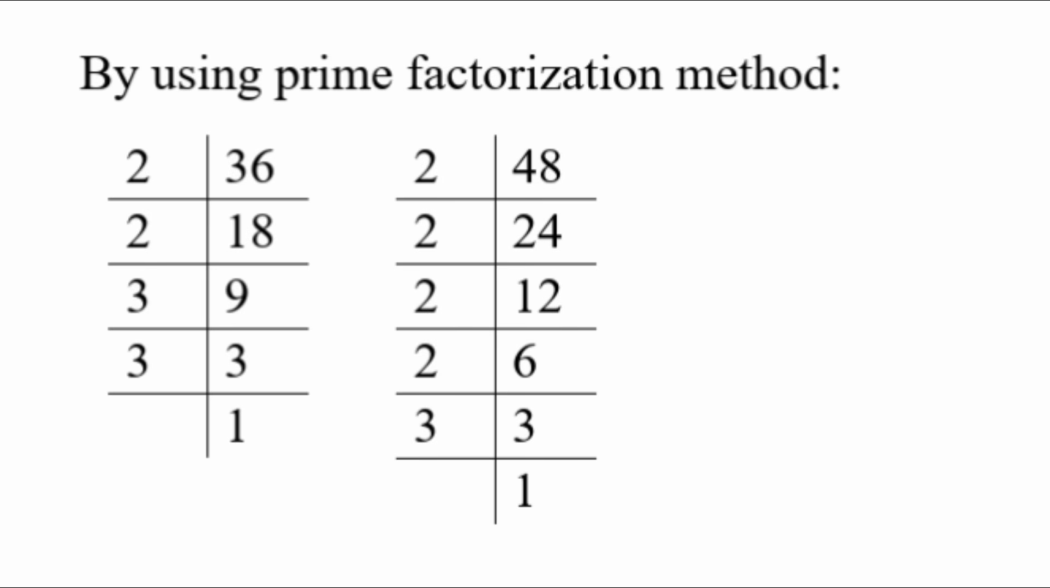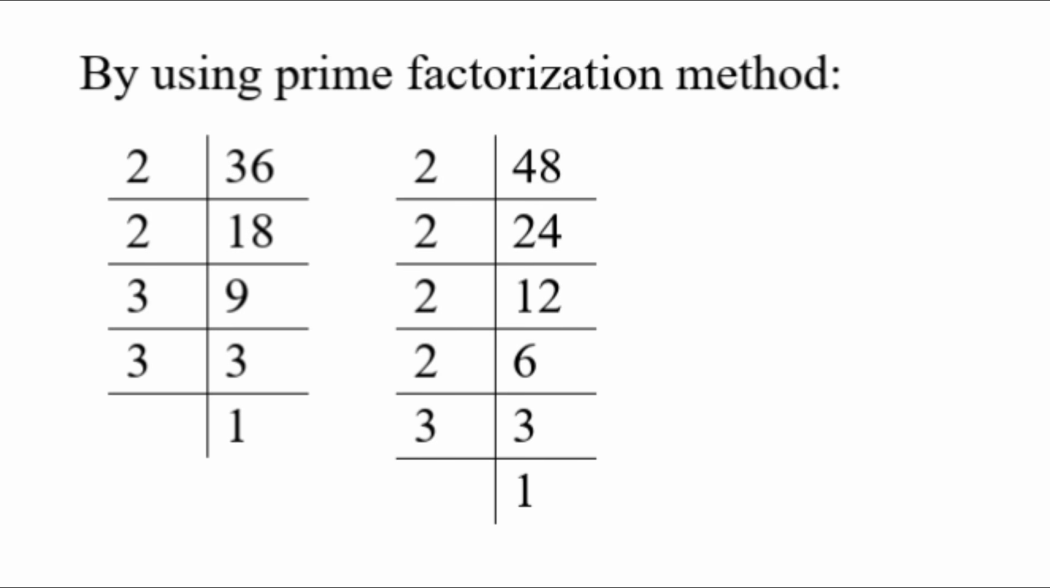Now the next method is prime factorization method. Here we make the prime factors of numbers 36 and 48. The 36 can be factorized as 2 ones are 2, 2 8s are 16, 18 2s are 36, then 2 9s are 18, then 9 can be divided by the prime number 3, that is 3 3s are 9, and then 3 1s are 3. Now in 48, the 48 can be divided by 2, 2 2s are 4, 2 4s are 8, then 2 1s are 2, 2 2s are 4, then 2 6s are 12, then 2 3s are 6, and then 3 1s are 3.